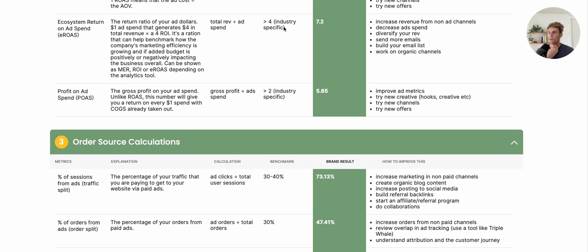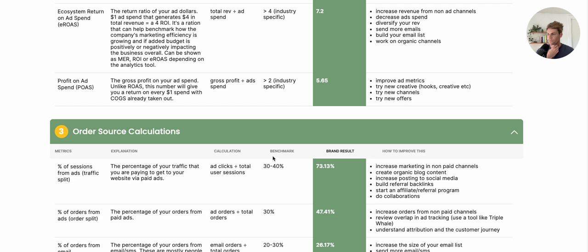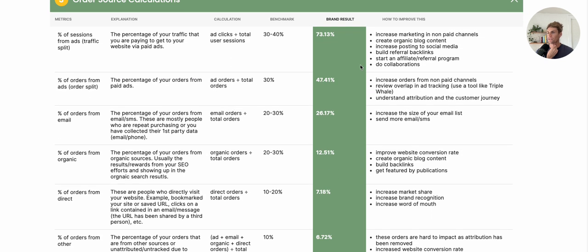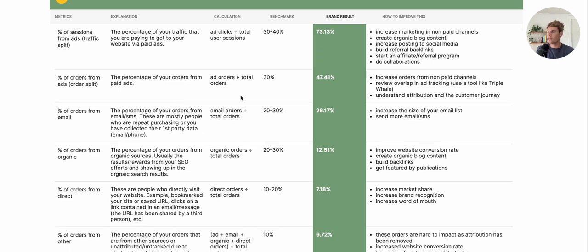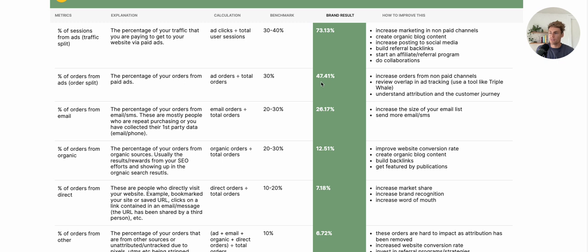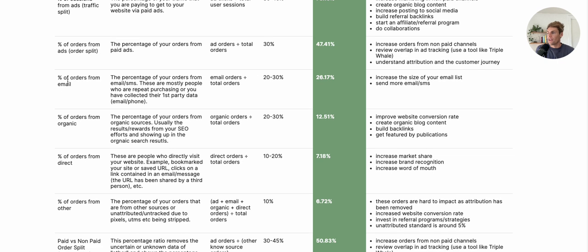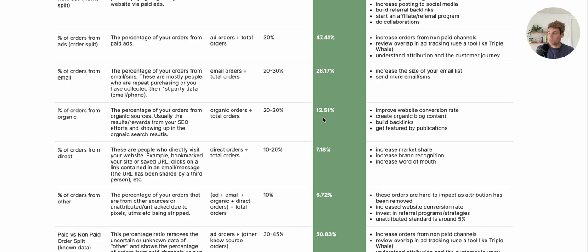Ideally, the higher you are, the better these numbers. Okay, and then order. So remember how I said we're getting where the orders are coming in from. So that's where this section comes into play, and we look at the percentage of our sessions from ads. 73% of the store's traffic is actually from ad spend, so that's a high percentage. And then the percentage of orders from ad spend is 47. And then the percentage of orders from email is 26, which is great.